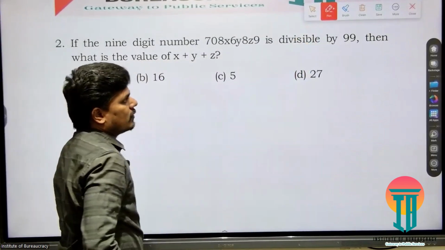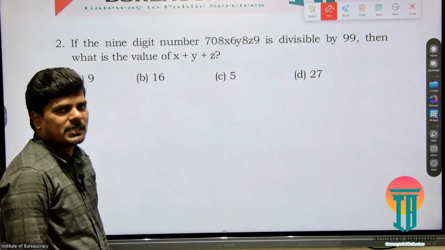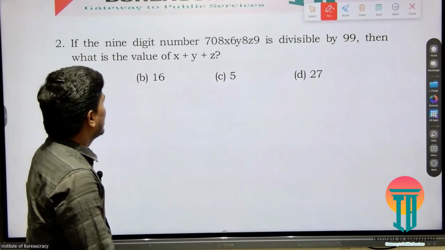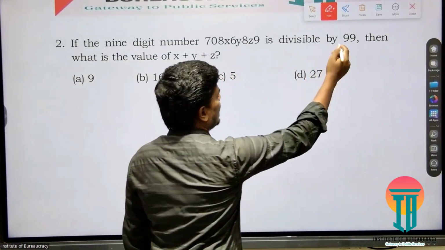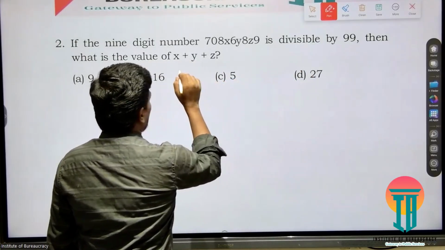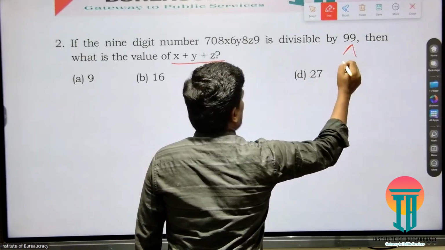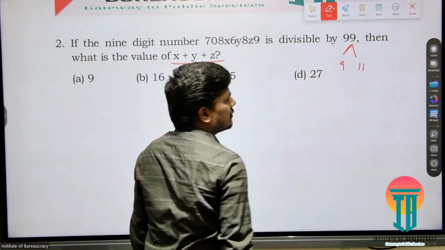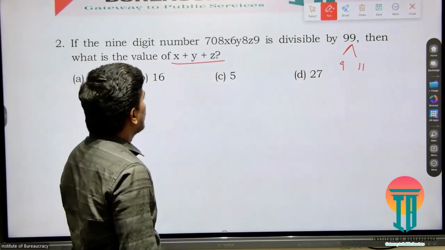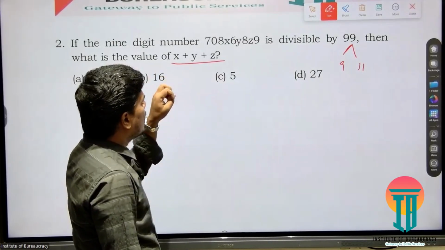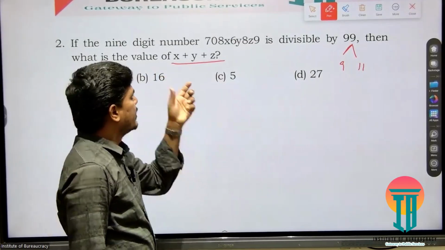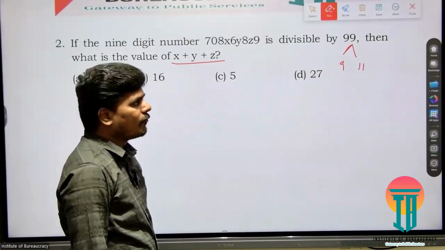This is also a question based on the divisibility test of 99. With a 9-digit number that is divisible by 99, what is the value of x plus y plus z? 99 means it should be divisible by 9 as well as 11. The question is about x plus y plus z. They didn't ask individually what x, y, z are. The sum is what you want to find.